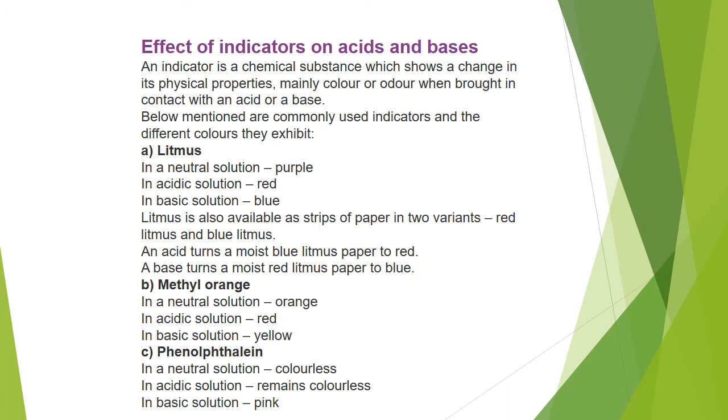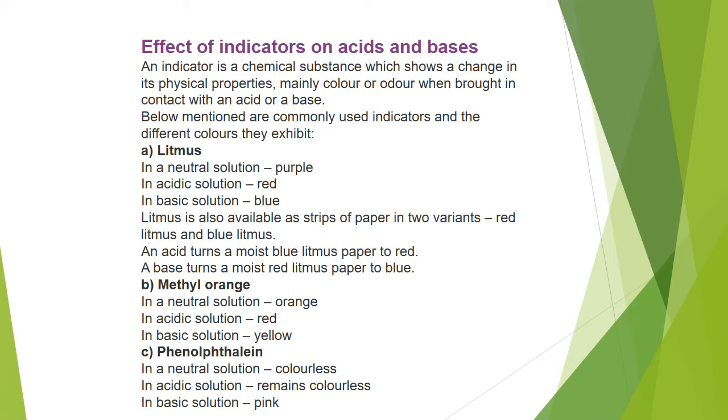Now, the effect of indicators on acids and bases. We know that indicators are chemical compounds which have different colors in different media. It means in acids these show a different color than in bases. So now we will discuss some indicators which are used to identify acids and bases.